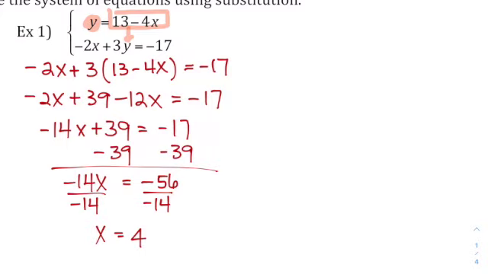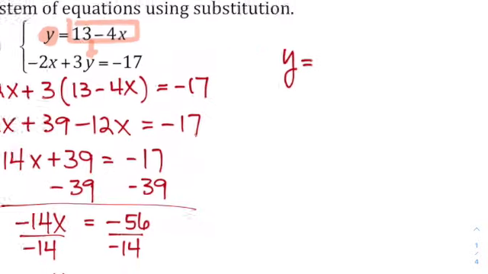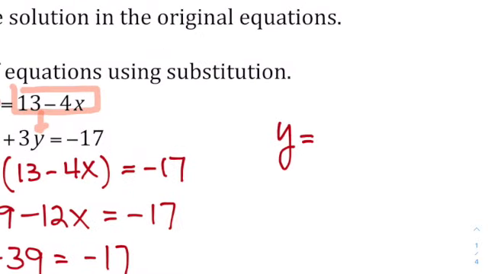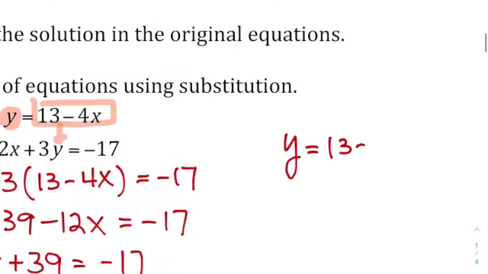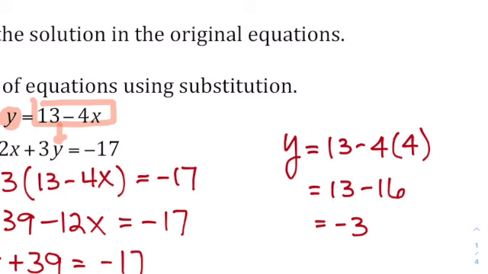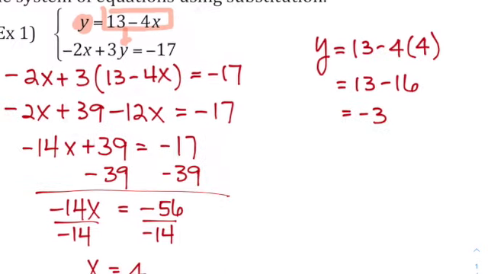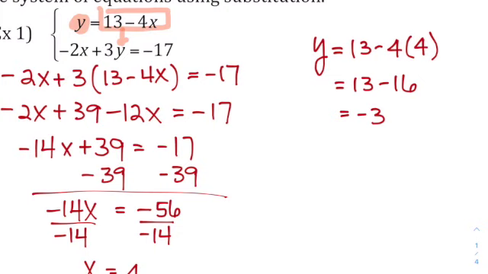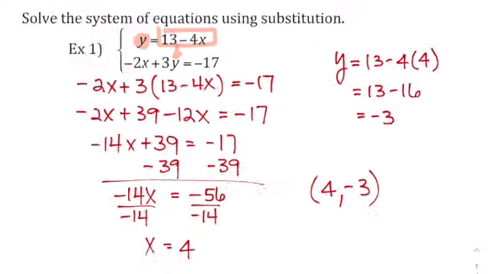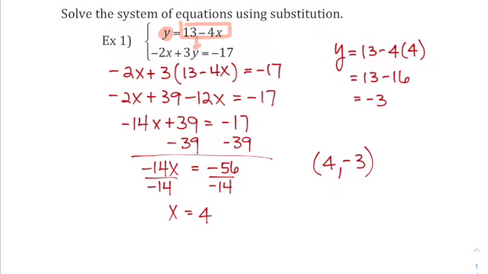So y in this case is going to equal 13 minus 4 times 4, because x equals 4. Then you just have to solve it. So 13 minus 16 is negative 3. Now, the very important thing is you have to make sure this gets put back into our ordered pair, because that's the proper way to write your answer. So it should be 4 for x, negative 3 for y. That will be your intersection, and that will be the solution for this system.